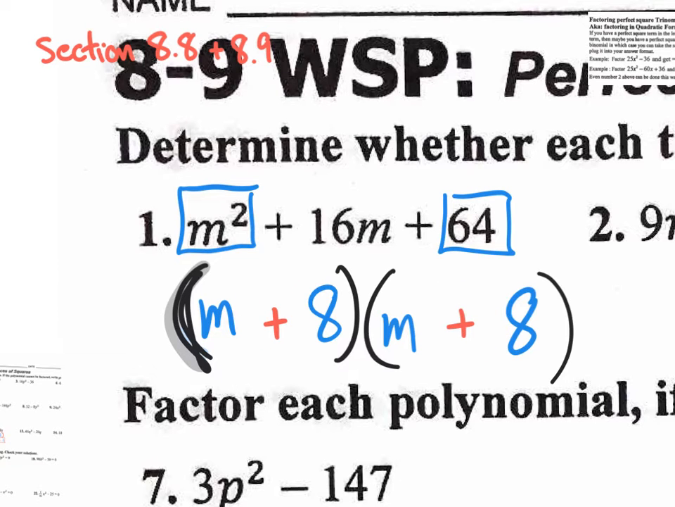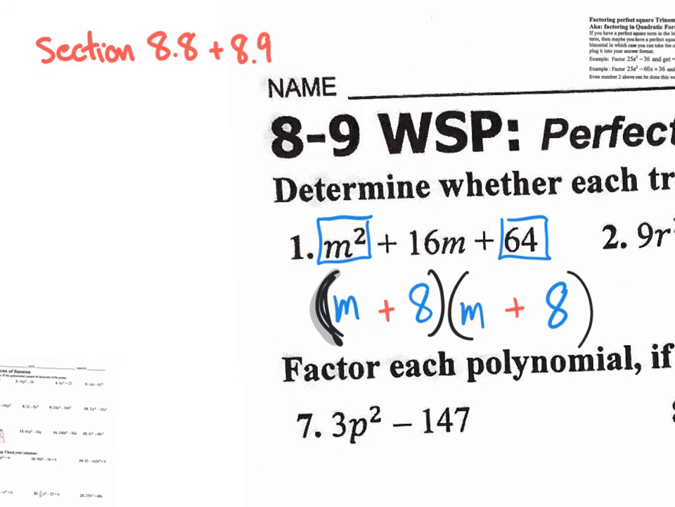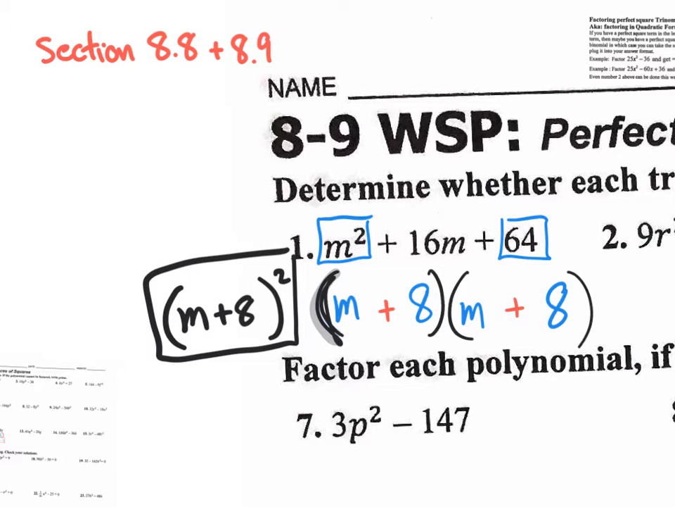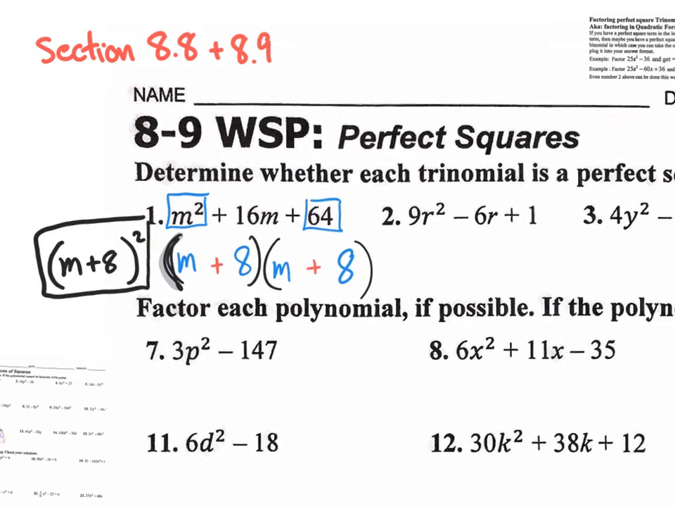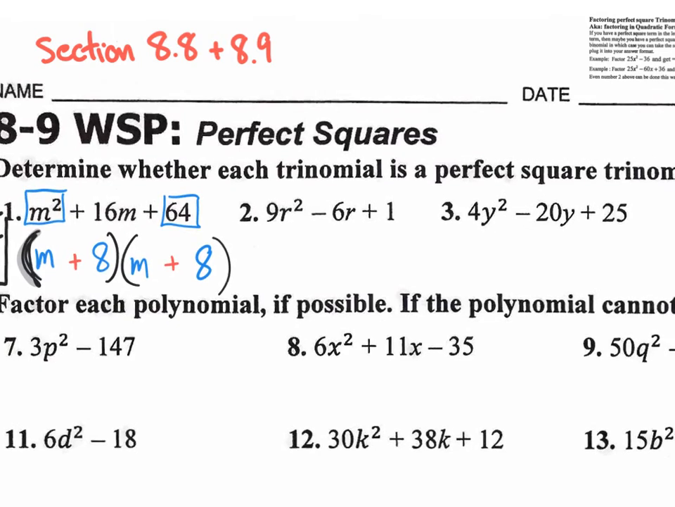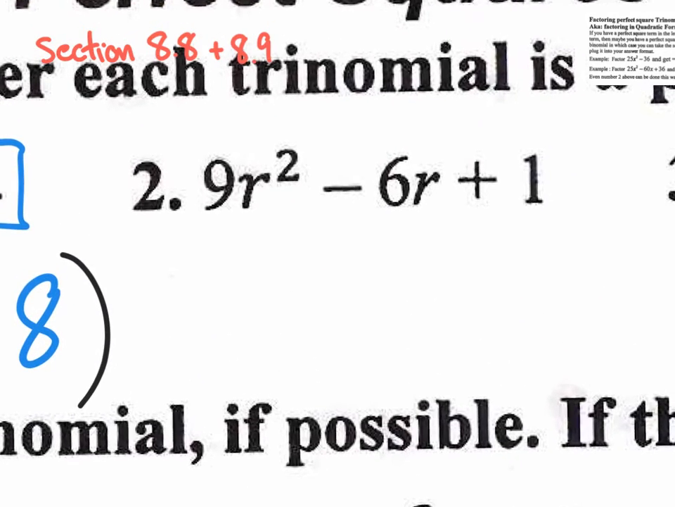By the way, since that is the answer, I'm not sure if the back of the book or the back of the worksheet actually writes it as a binomial squared. They might write it as m plus 8 to the second power. Could you guys check that? They do, to the second power? Okay. So it's the same thing. I'll accept either one. But if you're looking at the back of the worksheet, they will write it as a binomial squared.